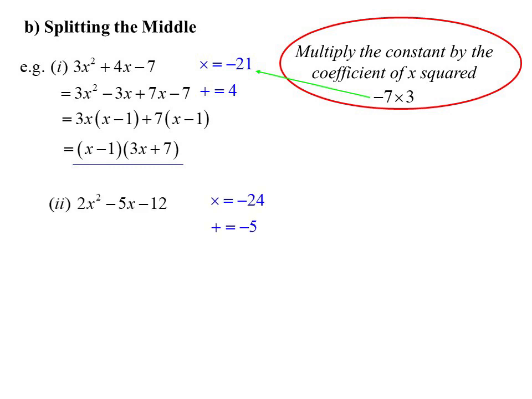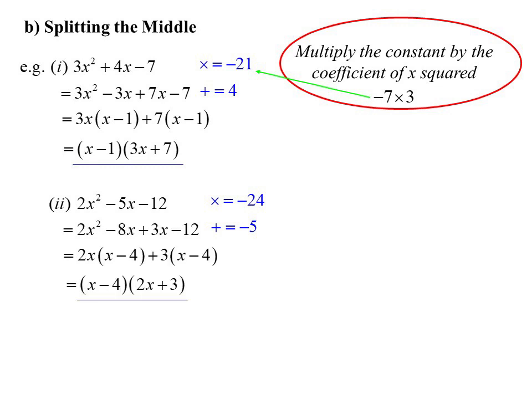Okay, multiplies together to give -24, adds to give -5. Again, one's positive, one's negative, adds together to give a negative number, so the bigger number's got to be the negative one. Multiplies 24, difference of 5, got to be 8 and 3. Split the middle, factorise, pull it back together. X minus 4, 2x plus 3.